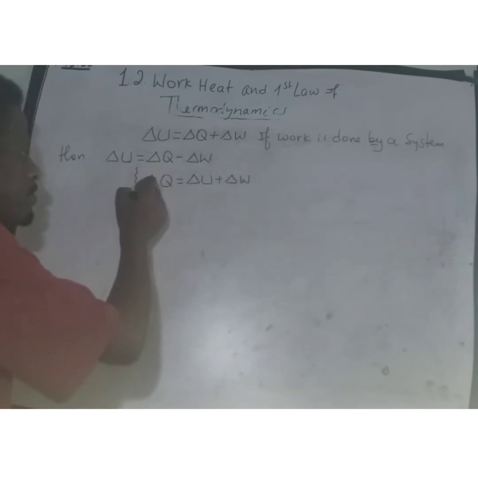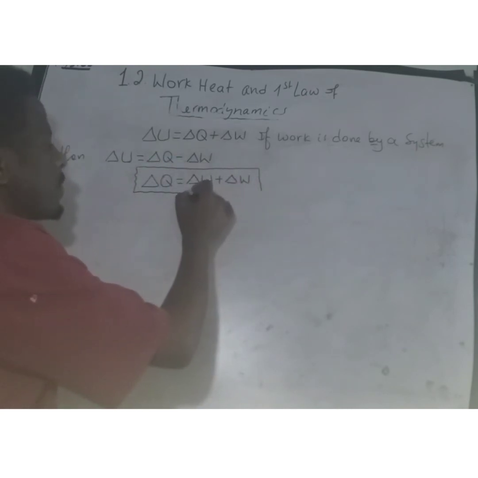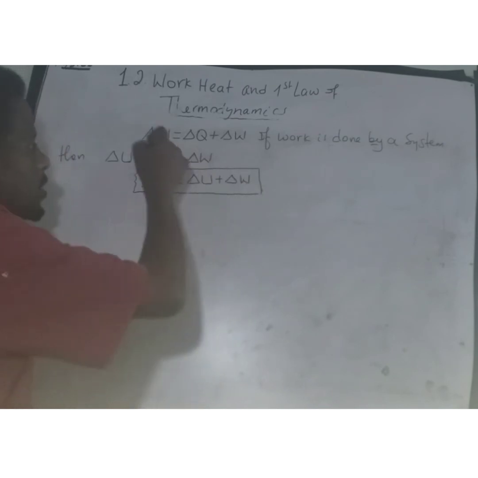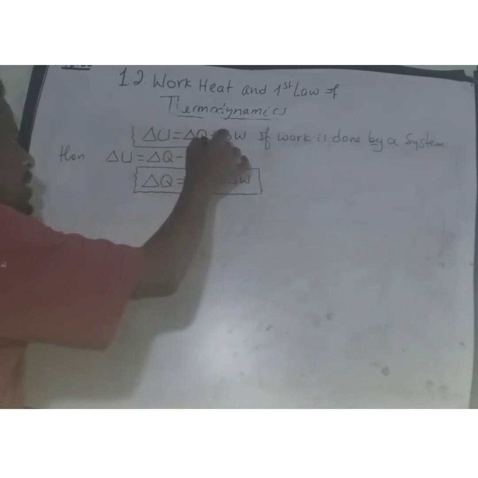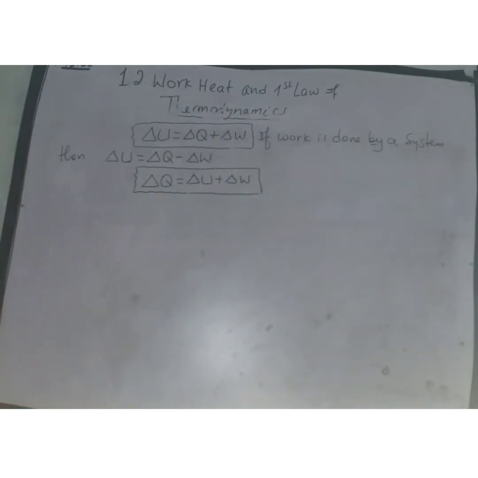Both forms are the first law of thermodynamics. Both equations are the first law of thermodynamics. Both are the consequence of the law of conservation of energy. It relates internal energy, energy entering a system through heating, and work done on or by a system. This is what we call the first law of thermodynamics. Now, let's see the first law of thermodynamics for different thermodynamic processes.